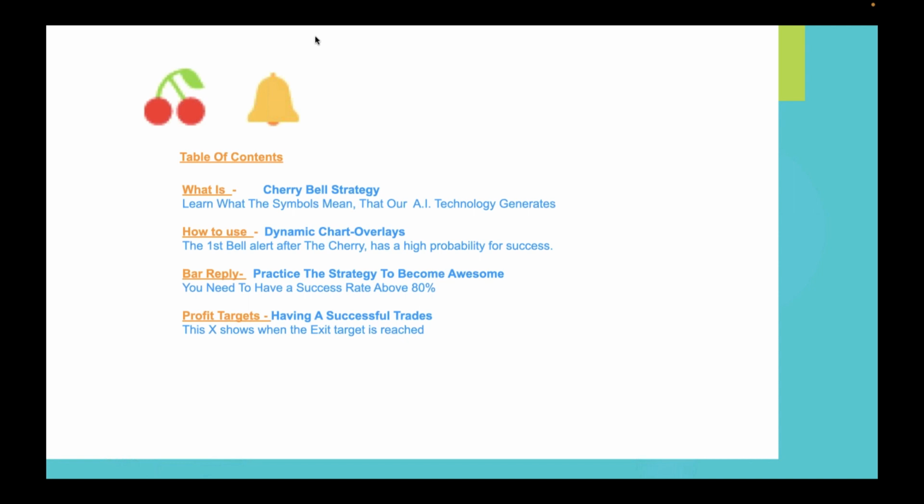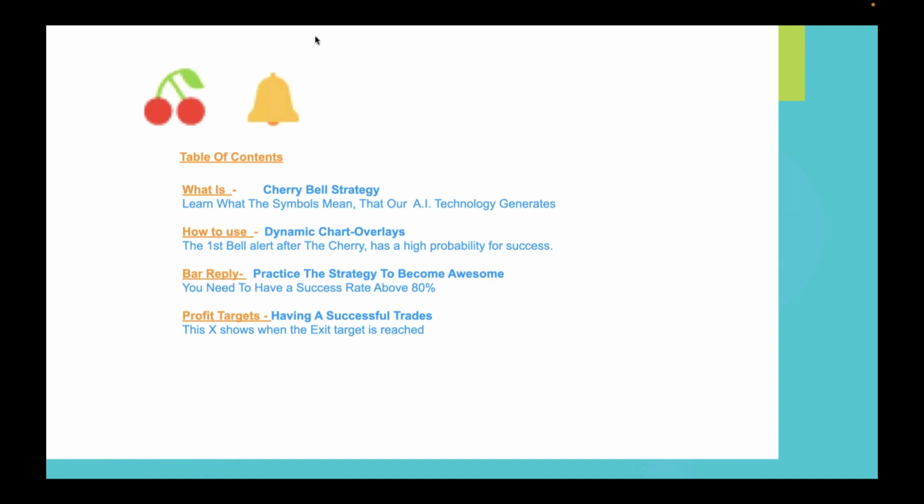I wanted to go over some really exciting indicators that were just created, and they're called the Cherry Bell strategy. And this is the pro version. I also have Thomas on the line, and Thomas and I have been working with this AI technology that generates symbols, and we're going to go over what it is and how simple it is to use.